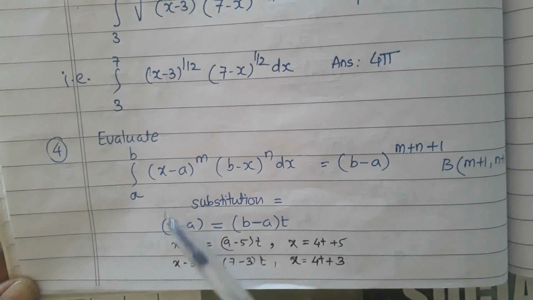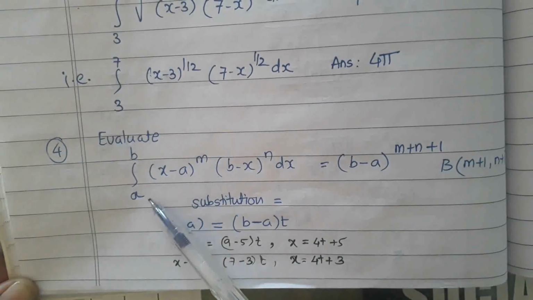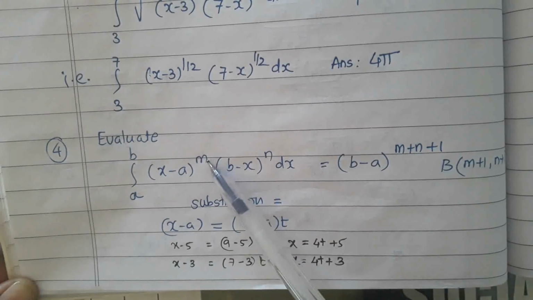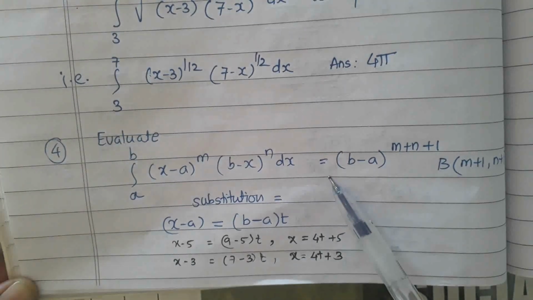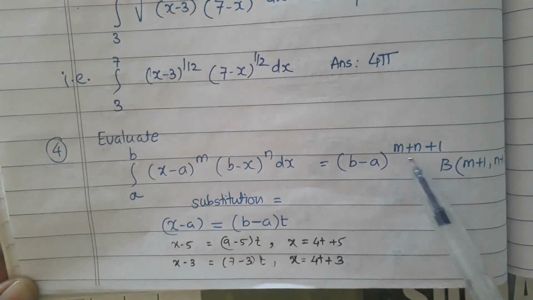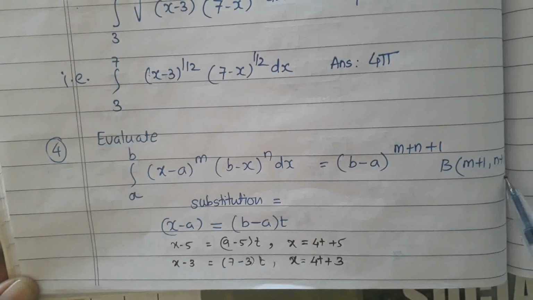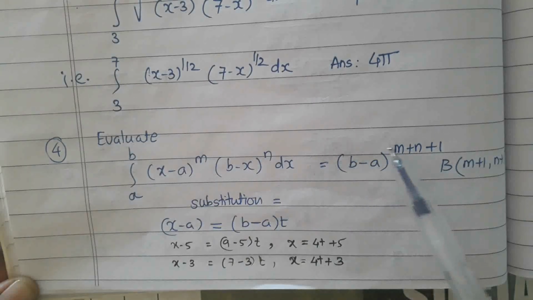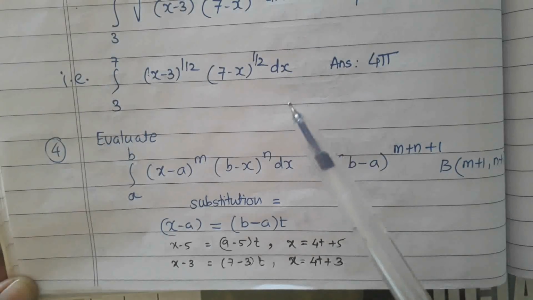One of the generalized problems: evaluate integral a to b x minus a raised to m, b minus x raised to n dx is equals to b minus a raised to m plus n plus 1 beta m plus 1, n plus 1. This problem is useful in short to find the solution of above these two problems.